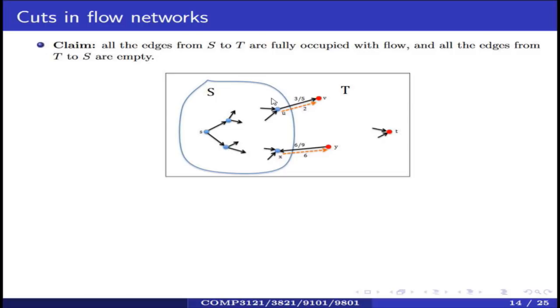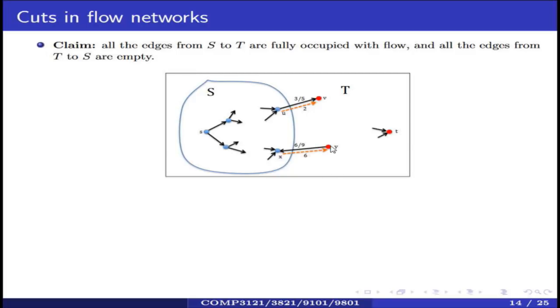Exactly. If this pipe was not fully occupied, if you had some residual capacity left, then because this vertex U is reachable from S, the path from S to U can be extended to a path to the vertex V here. But we are assuming that T is on the opposite side of the cut, namely in the side of vertices that are not reachable from the source.